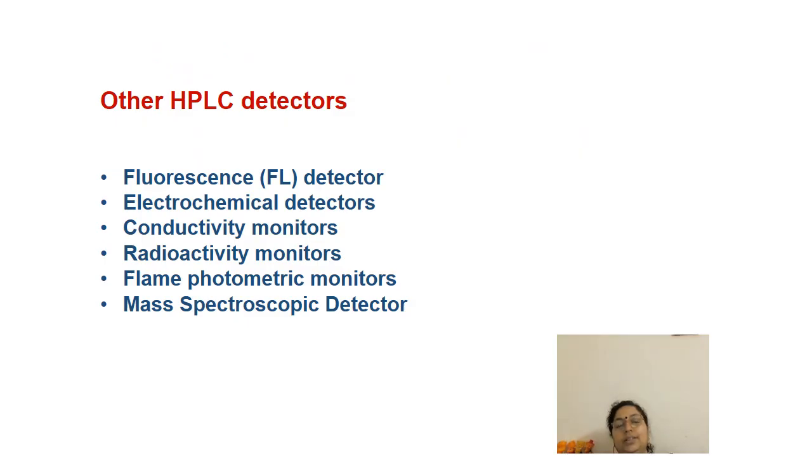Other HPLC detectors include fluorescent detector, electrochemical detectors, conductivity monitors, radioactivity monitors, flame photometric monitors, and mass spectroscopic detectors.